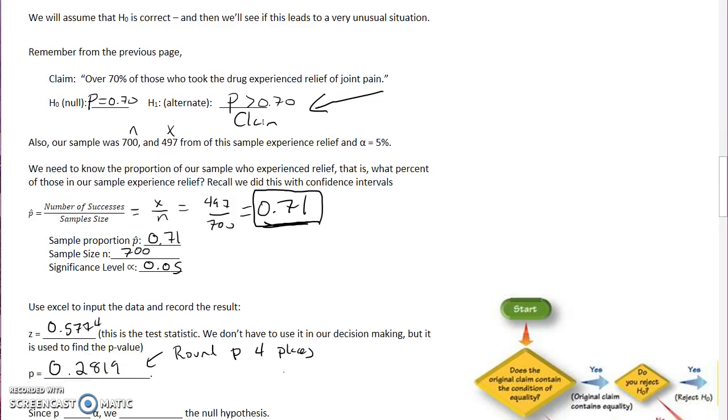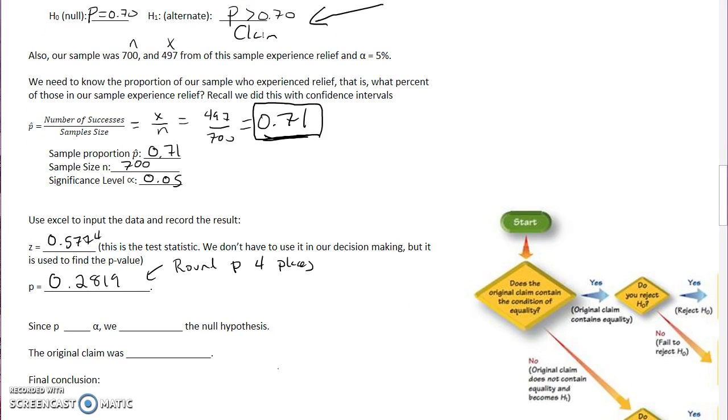Okay, based off this p-value, remember that basically, if we assume that the probability is 70%, the likelihood of getting these results is about 28.19% of the time. What does that mean? Here we're going to go ahead and take a look at that flow chart. So let's compare our p-value, 0.2819, to our alpha or significance level of 0.05. Clearly here, p is greater than our alpha value. So p is greater than alpha.